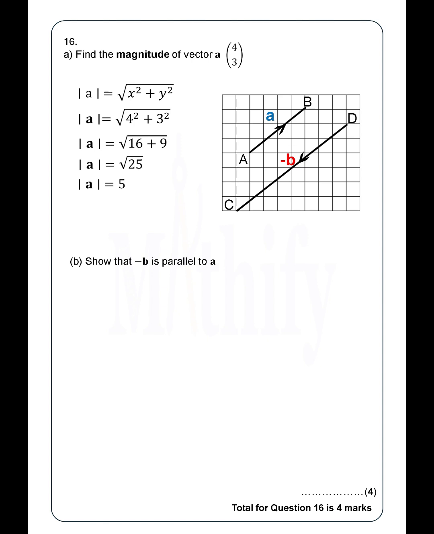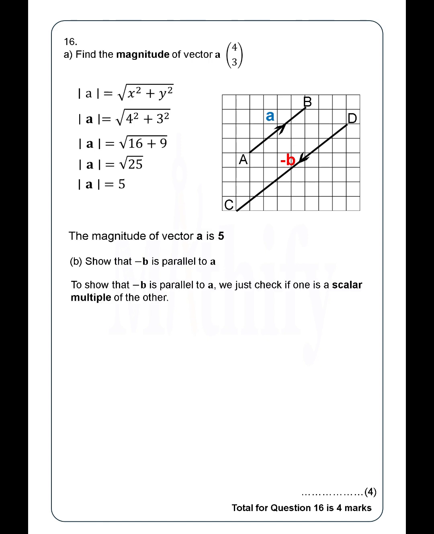Part b. Show that minus b is parallel to a. So to show that minus b is parallel to a, we need to check if one is a scalar multiple of the other. So we know the column vector for a, 4 and 3. We know the column vector for b, minus 8 and minus 6. Now minus 8 represents going left in the x direction by 8. Minus 6 represents the y direction. It means going down by 6.